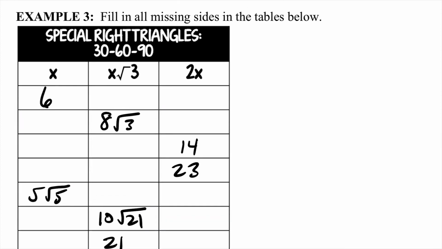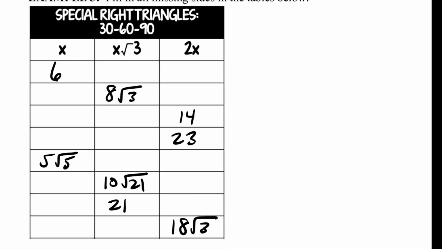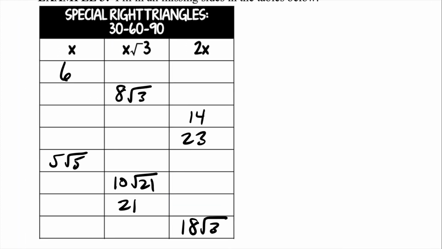Now, the last page has 2 tables. One is 30, 60, 90. One is 45, 45, 90. This is our practice. We're going to do some practice problems. Okay. So each row represents a triangle. So there's 8 rows. So I'm going to label them 1, 2, 3, 4, 5, 6, 7, and 8.